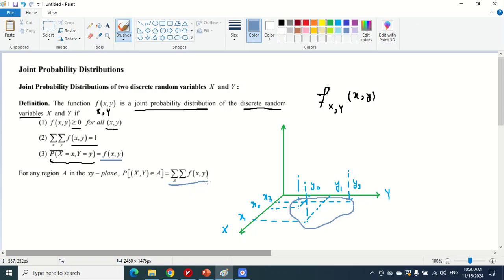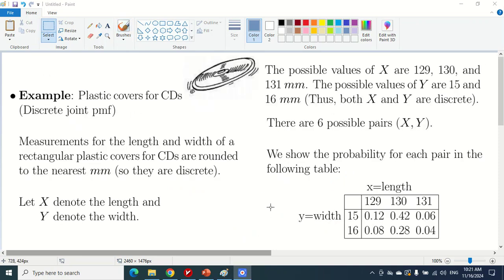Let us take a look at one practical example to see how it works. The name of this example is the plastic covers for CDs. It's a discrete joint probability mass function, or probability distribution function. Measurements for the length and width of a rectangular plastic cover for CDs are rounded to the nearest millimeter, so they are discrete. Let us consider it like this. If we have a compact disc, there is a cover for that compact disc which is rectangular. So I consider that rectangular cover with the blue color over here.